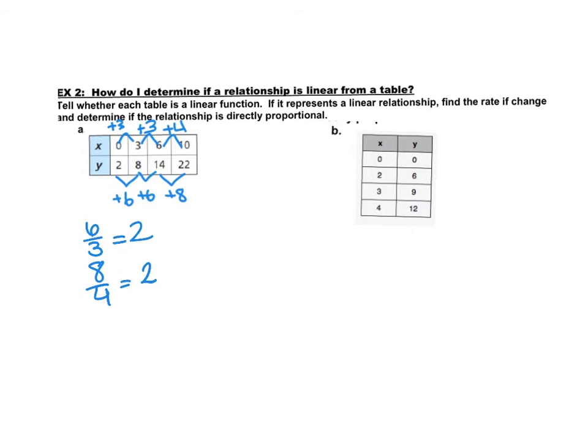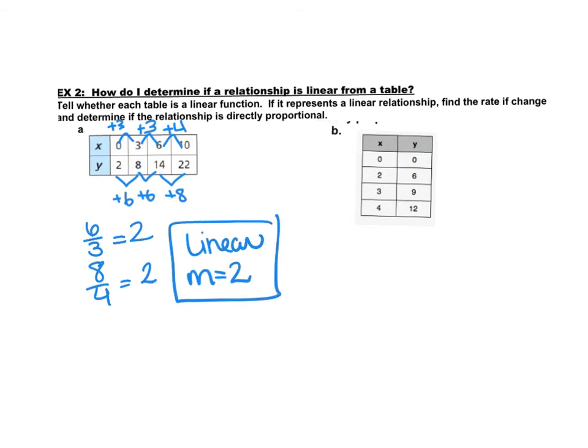So in this case, the rate of change is 2. So this is going to be linear, and our slope is equal to 2. Now, it is not directly proportional because notice how you have 0, 2. It's going to be 0, 0 because it's going through the origin if it's going to be directly proportional. All right, let's look at our next one.